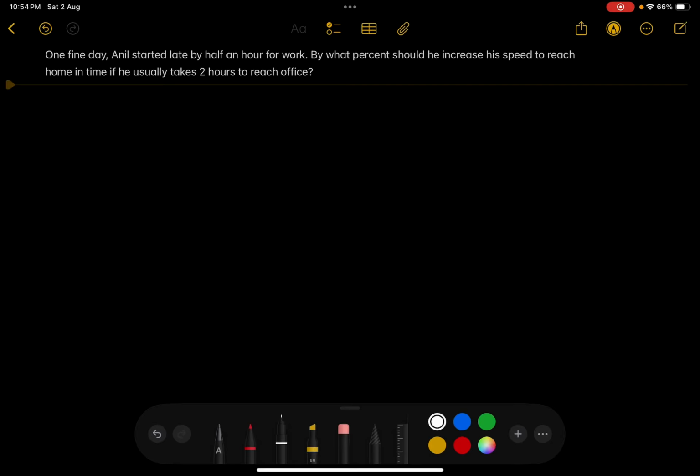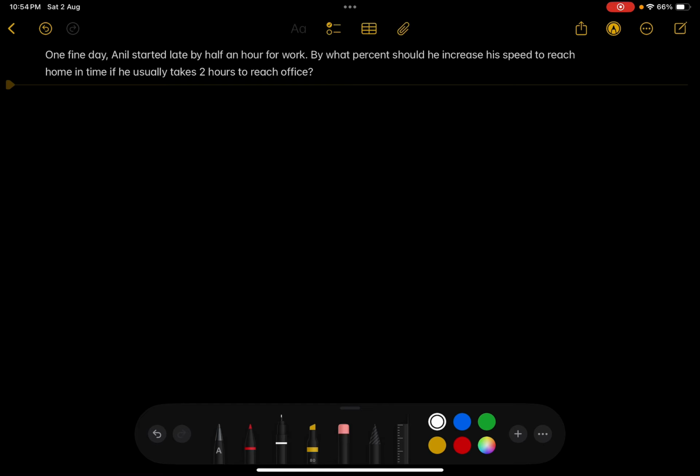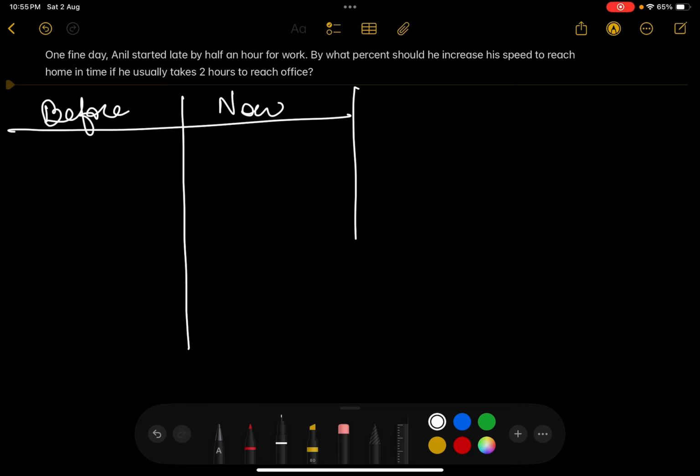One fine day, Anil started late by half an hour for work. By what percent should he increase his speed to reach in time if he usually takes 2 hours to reach office? Here, let's understand there are two scenarios. One is before, how it used to be, and now what happened. Let's understand this first.